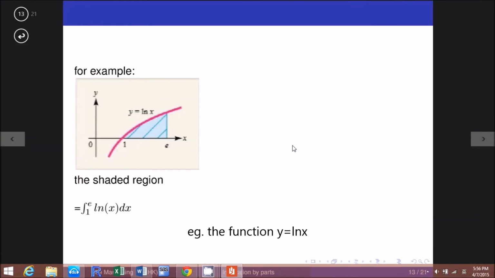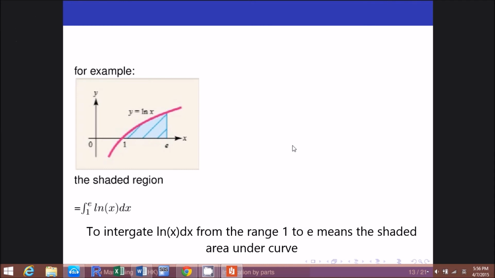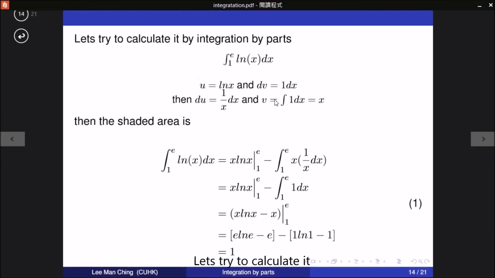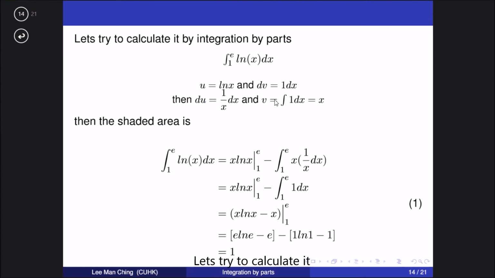For example, for the function y equals log x, the integral of log x dx from a to b means the area under the curve. Let's try to calculate. Let u equal log x and dv equal dx. Then we get x log x from 1 to e minus the integral of x times 1 over x dx from 1 to e.